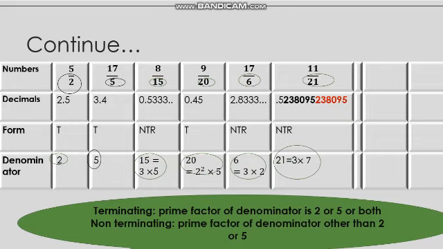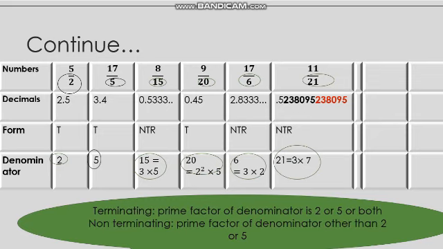So basically the trick is, if you have a number whose denominator has prime factors of 2 or 5 or both, these are called terminating. Otherwise, any number having a denominator with prime factors other than 2 and 5 is called non-terminating, and you can see over here.